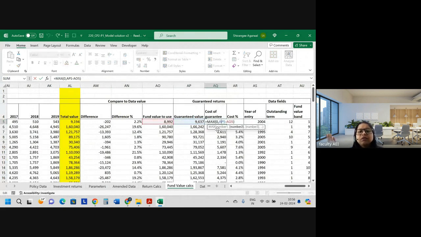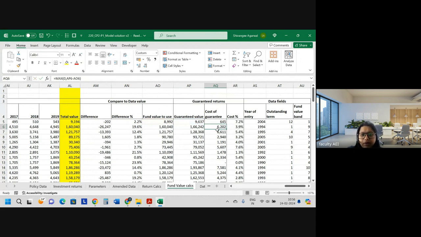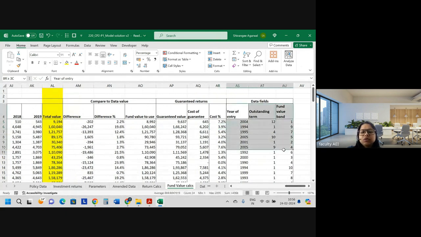Then cost of guarantee is the difference of the two. Zero where you have the fund value greater than the guaranteed value. So in this case, let's suppose the fund value is greater, so here zero came. Cost of guarantee is this divided by the fund value. And then these are the data fields which we'll be using for the next part.